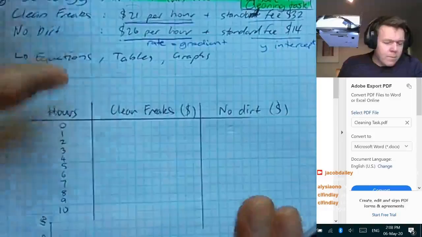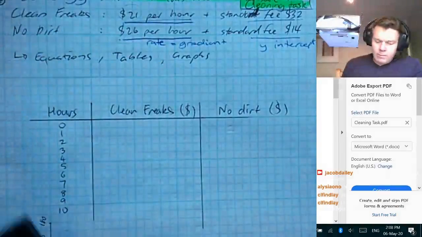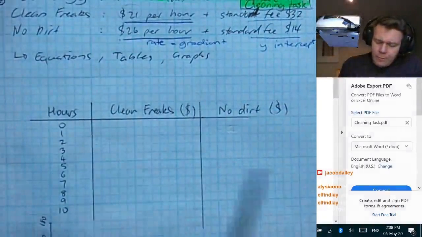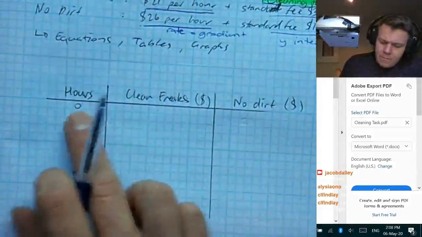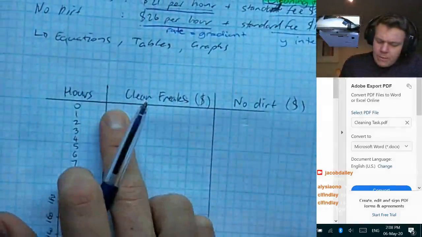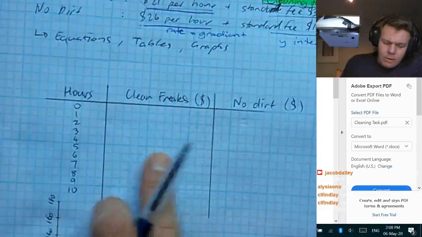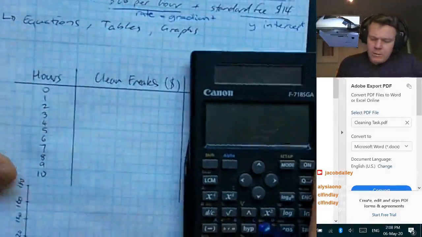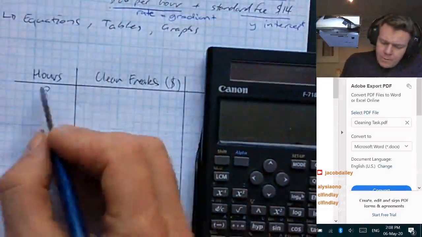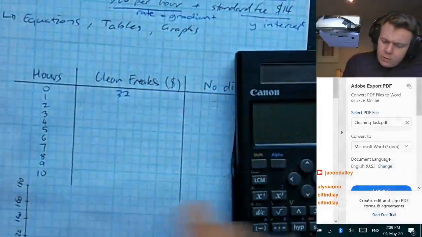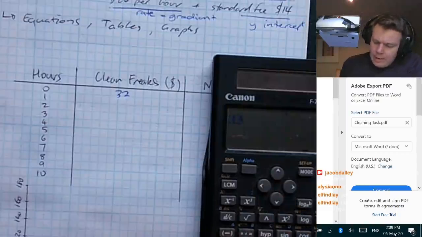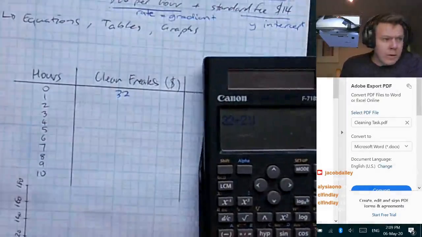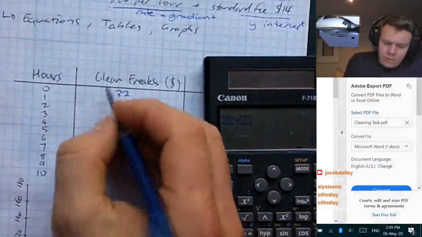But before we do anything with that, we just want to manually look at how much these are going to cost for each hour. So using your calculator, you can actually do this reasonably quickly. So for 0 hours, Clean Freaks is going to cost $32. And then after 1 hour, you would add in 21. So that gets you 53.